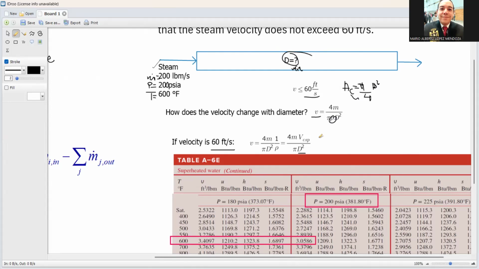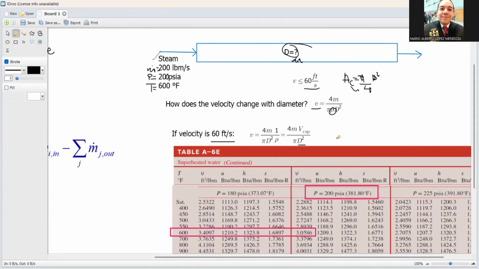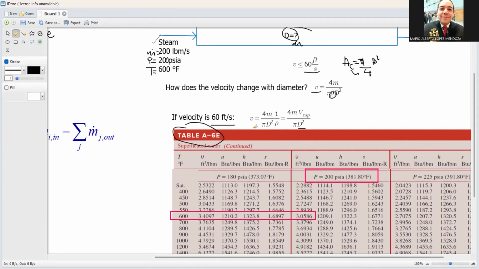In this case, we can use it because steam is not an ideal gas. It has some deviations from the ideality of gas. So it is better to use the steam tables. I have a copy here, the table A6E that you have in your Canvas LSM. And here I have just copied this chart. This table is for superheated water, and here we have superheated steam.